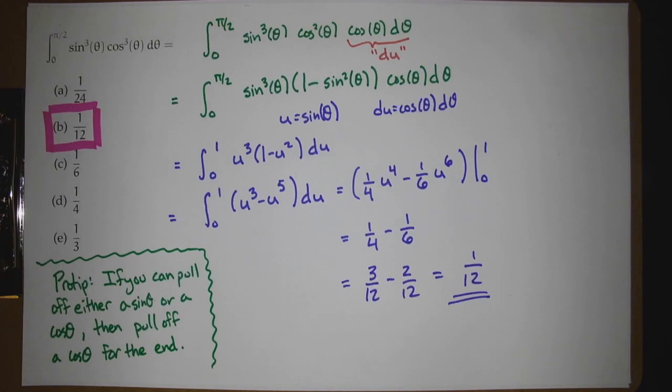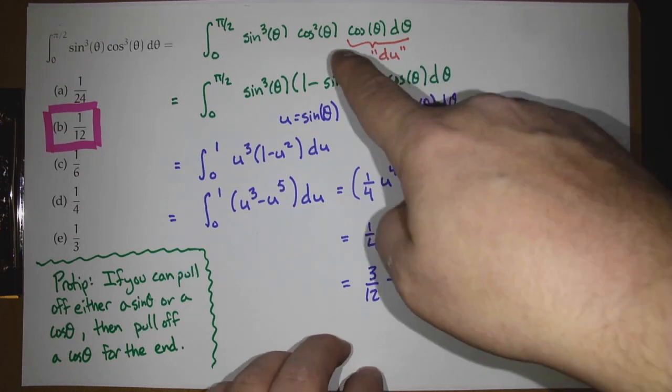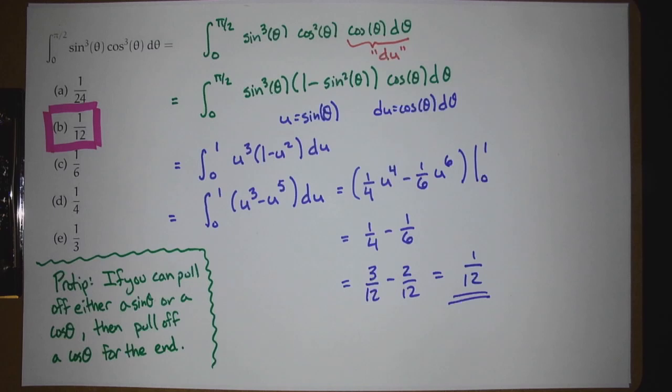Now when they're both odd, you get a choice. You can pull off a sine towards the end, or you can pull off a cosine towards the end. Now there's a little piece of advice here in the corner. If you can pull off either, then pull off the cosine. That's my piece of advice. Now, why? Well, that's what we did here. And the reason we're pulling it off is ultimately we're thinking that's going to become our du term. And we're going to rewrite everything in terms of, in this case, sine. So we're replacing the cosine squared with 1 minus sine squared.